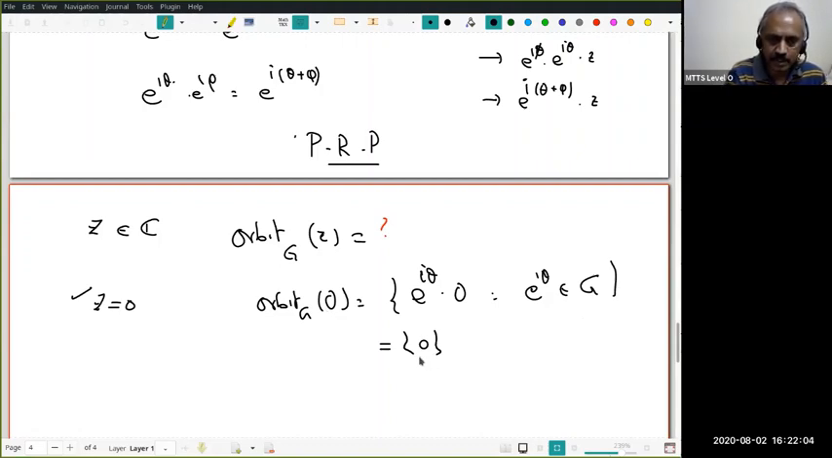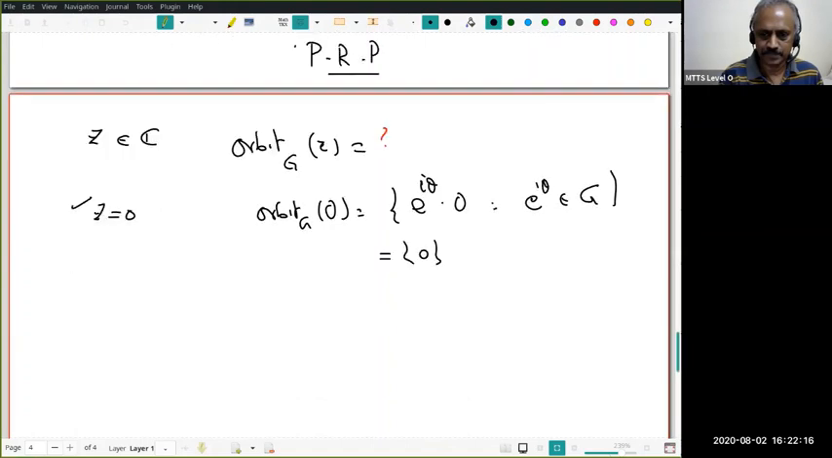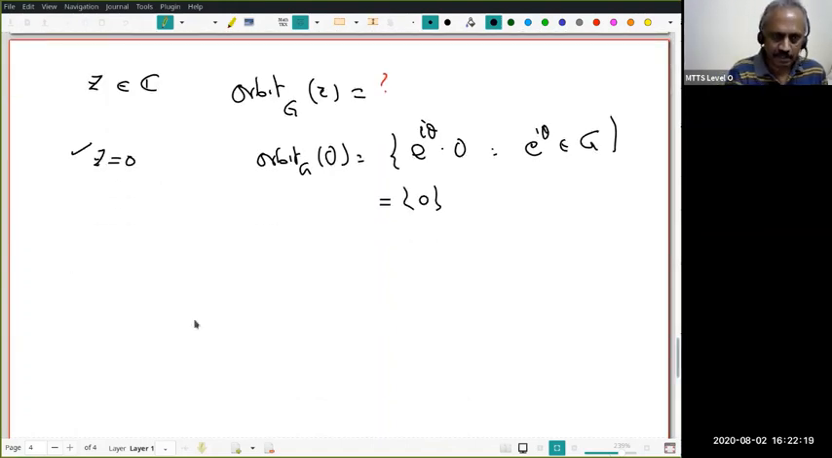That means when it comes to 0, each of these players is important. They cannot do anything. They are powerless. They cannot dislodge 0. They just have to leave it there itself. You understand? Now let's look at z equal to some non-zero complex number.